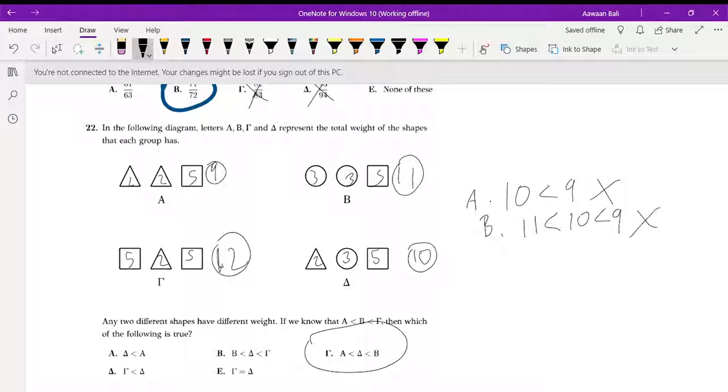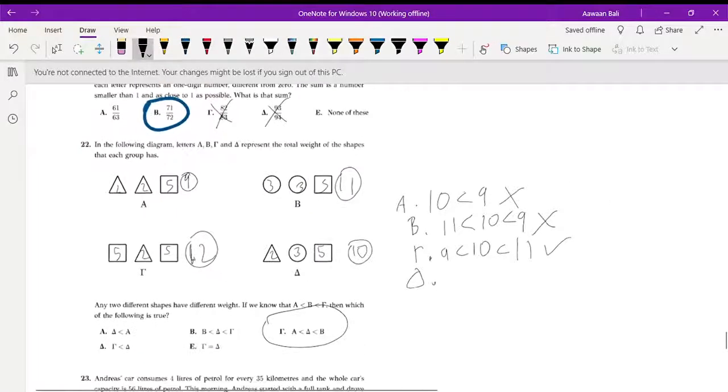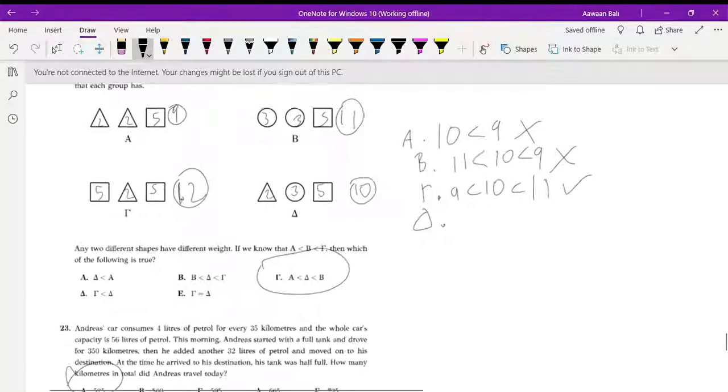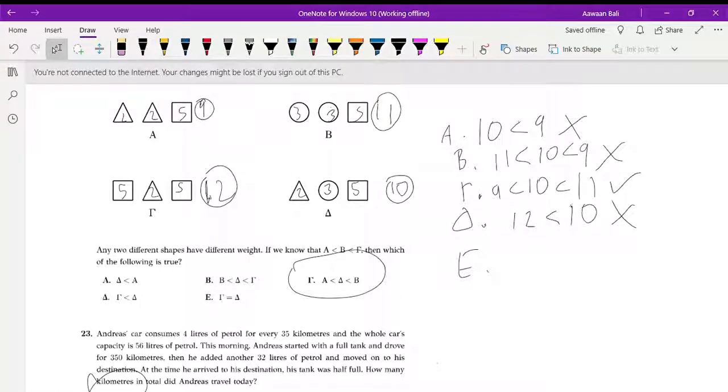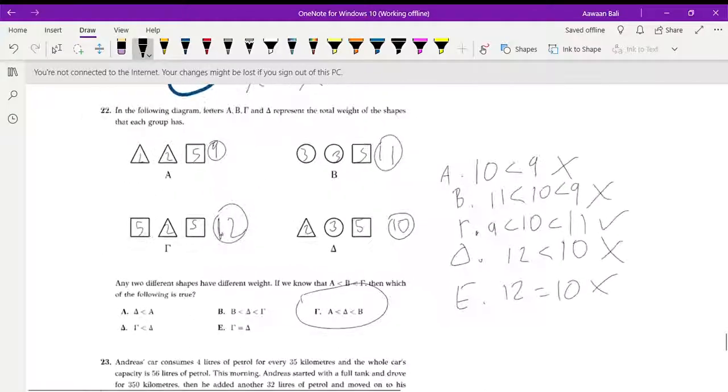that's wrong again. Gamma is correct, because alpha is 9, delta is 10, so that follows, and then there's beta, so that follows also. Now we have delta, gamma, and then delta there, and that's definitely wrong. And then finally, it says gamma is equal to delta, and that's basically saying 12 is equal to 10, which is also wrong. So therefore gamma is the answer.